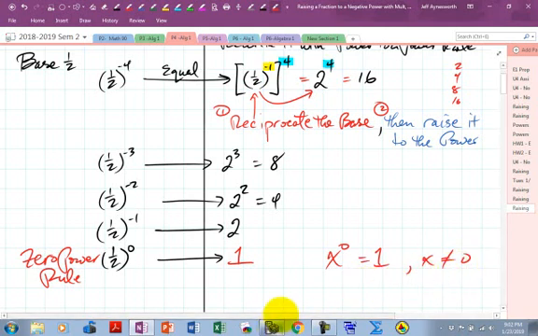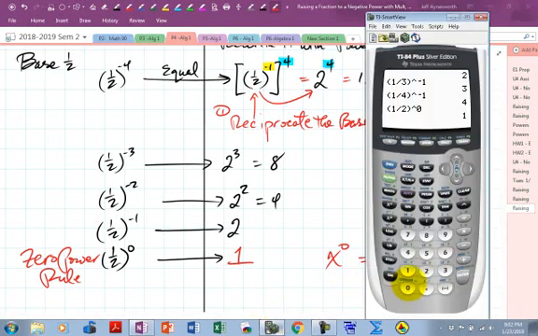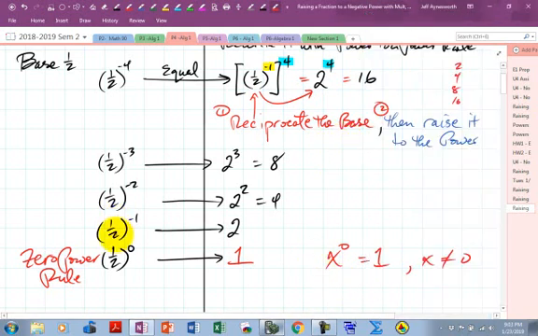You can't take 0 to the 0 power. You can try it, 0 raised to the 0 power, and you should get an error, which you do. So never take a 0 to the 0 power. Always take a non-zero number, like 1/2, and raise it to the 0 power. You're going to get 1. There's a reason for that, but I'm not going to get into that in this lesson. I did that earlier in my previous lessons.